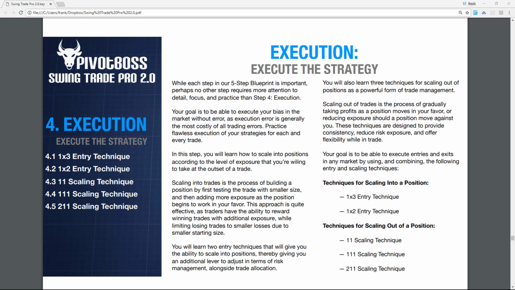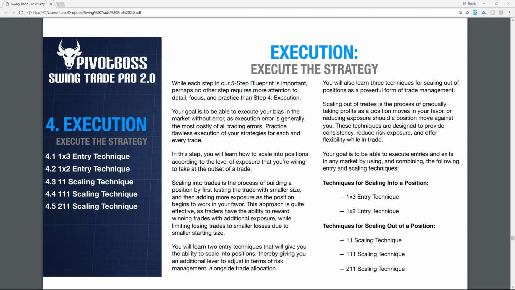While each step in our 5-step blueprint is important, perhaps no other step requires more attention to detail, focus, and practice than step 4, execution. Your goal is to be able to execute your bias in the market without error, as execution error is generally the most costly of all trading errors. Practice flawless execution of your strategies for each and every trade. In this step, you will learn how to scale into positions according to the level of exposure that you're willing to take at the outset of a trade.